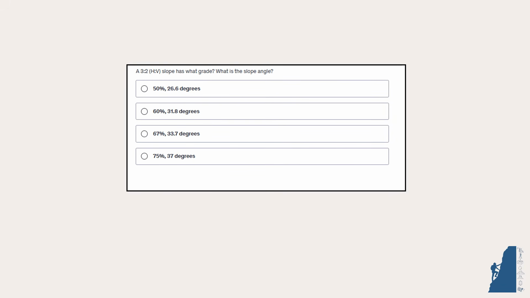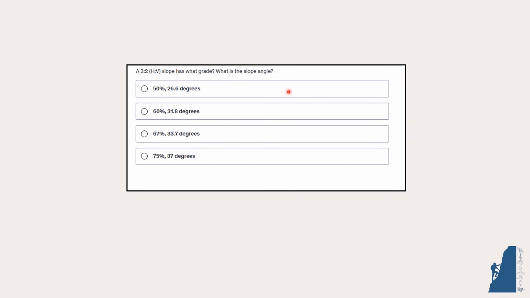All right. Let's dive into another important concept and a question that you should expect to see on the exam, at least one of these guys, the grade and slope angle. And this is just a simple calculation question, low-hanging fruit for any test taker. So here's the question. A 3:2 horizontal to vertical slope has what grade? What is the slope angle?